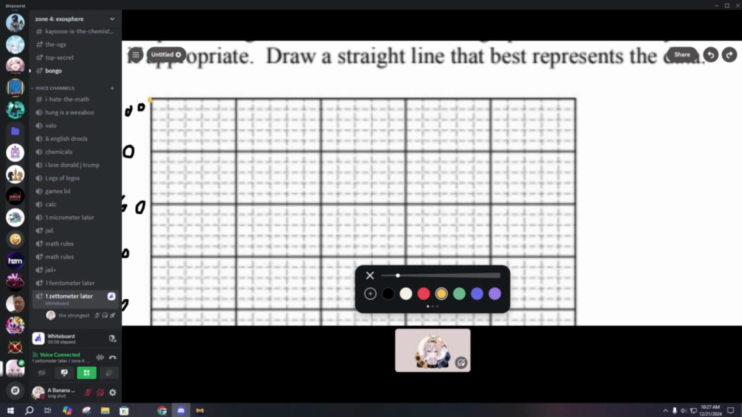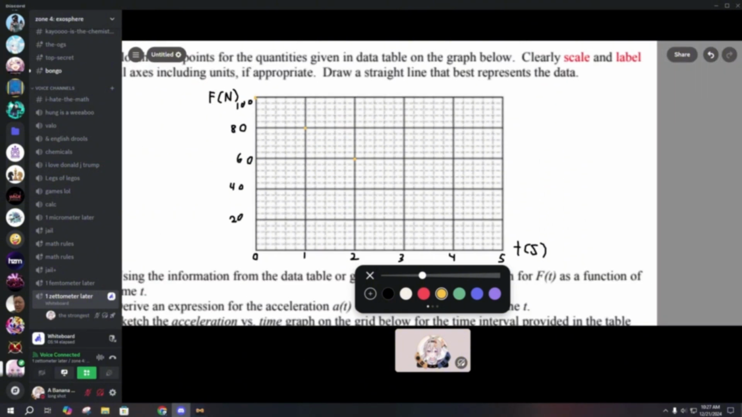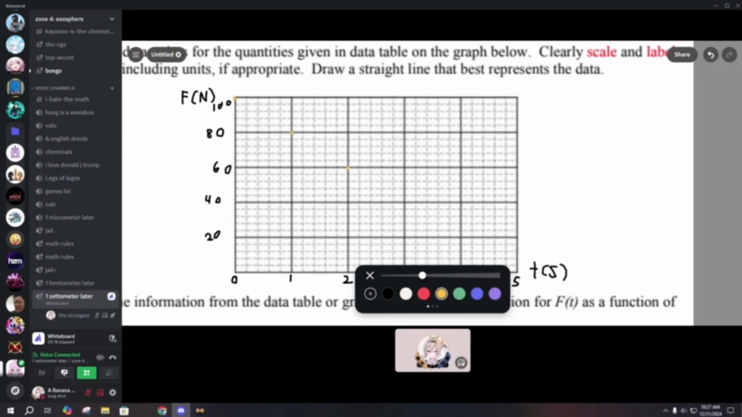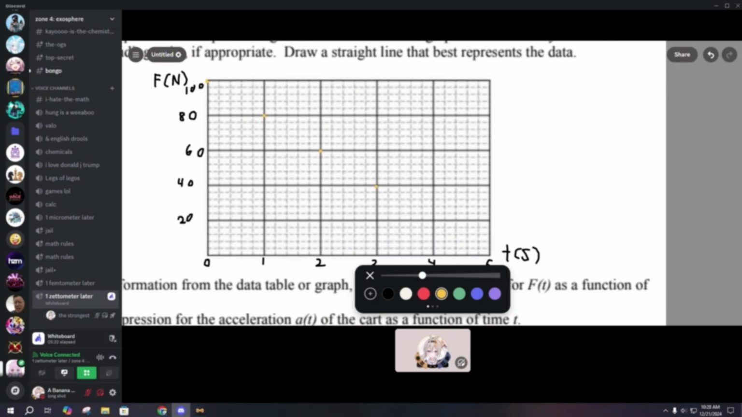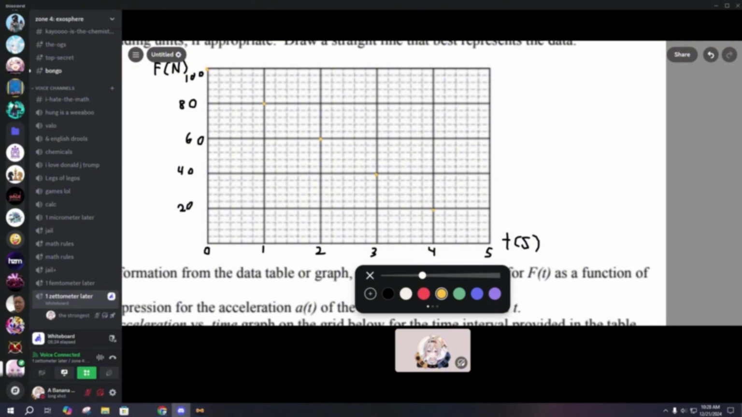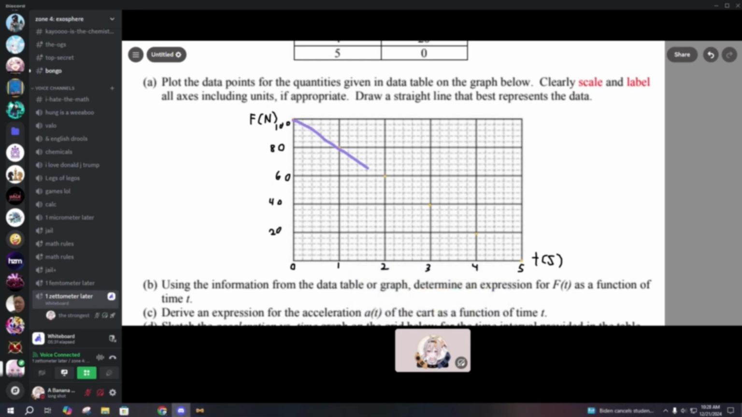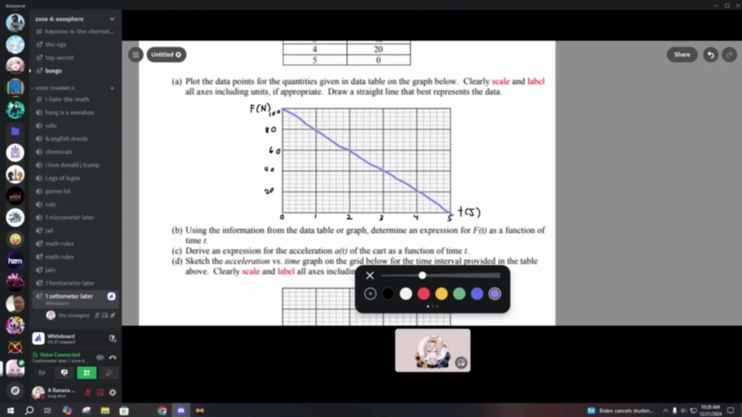Let's make that neater. At 2 seconds, force is 60 newtons. Sorry if I sound a little bad, I'm sick. At 3 seconds, force is 40 newtons. At 4 seconds, force is 20 newtons. At 5 seconds, force is 0 newtons. And let's draw the best fit line through all the data points. Seems linear, actually. Alright, so there you have it, the graph.